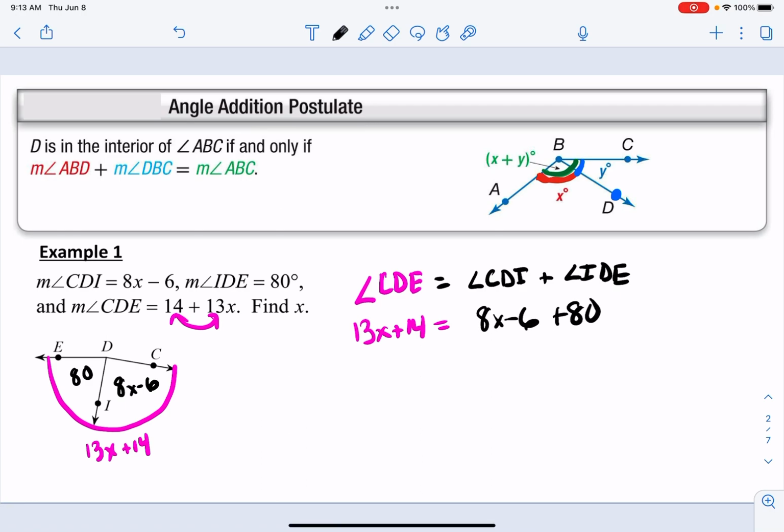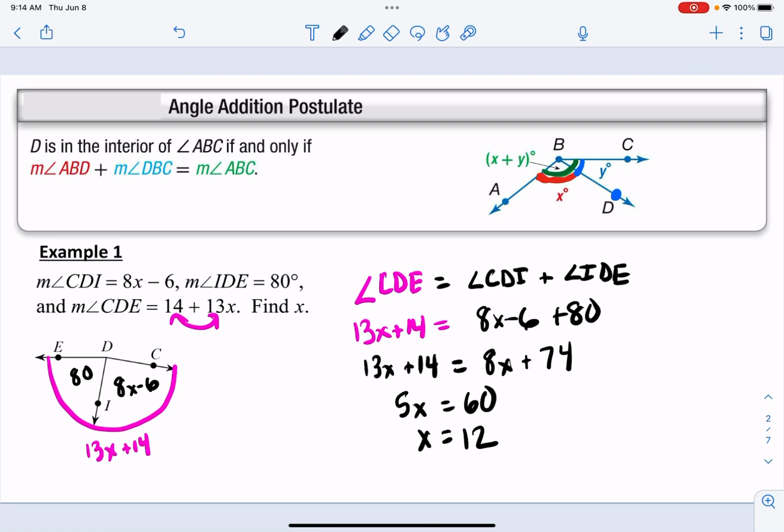Now this just turns into an algebraic problem. On the left side, I have 13x plus 14. On the right side, I have 8x plus 74. I'm going to subtract the 8x over to the left side, subtract the 14 over to the right side, and then divide to get 12. Okay, so the two smaller angles sum up to be the bigger angle.